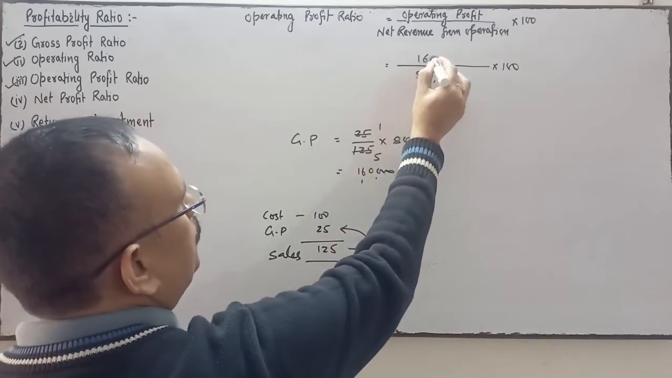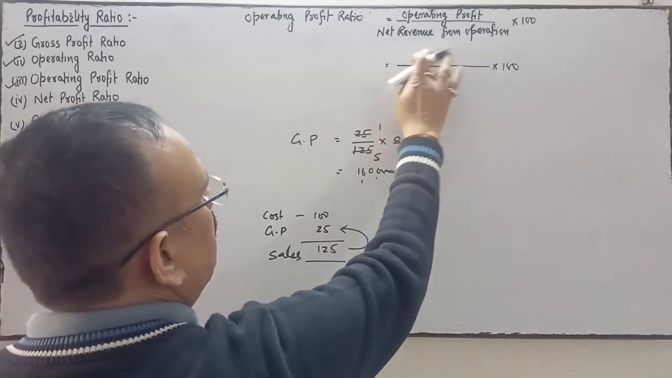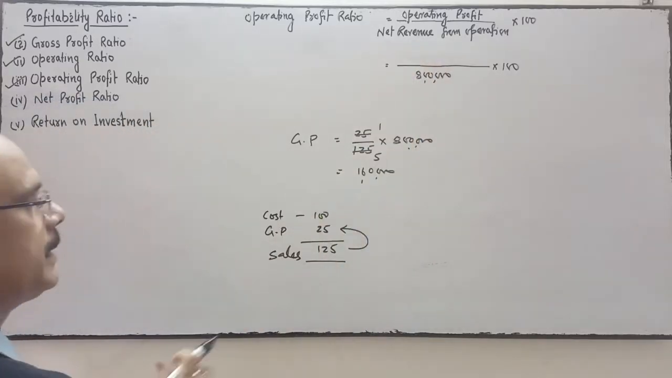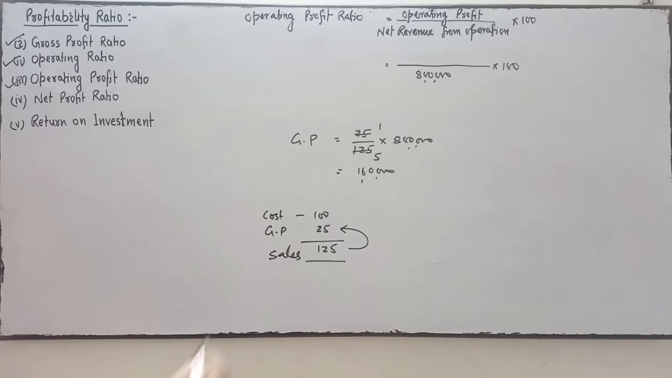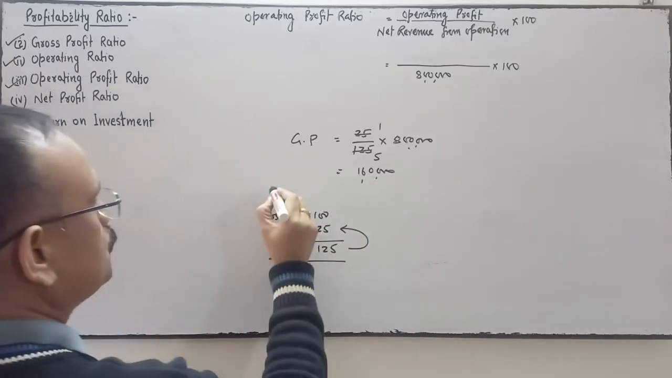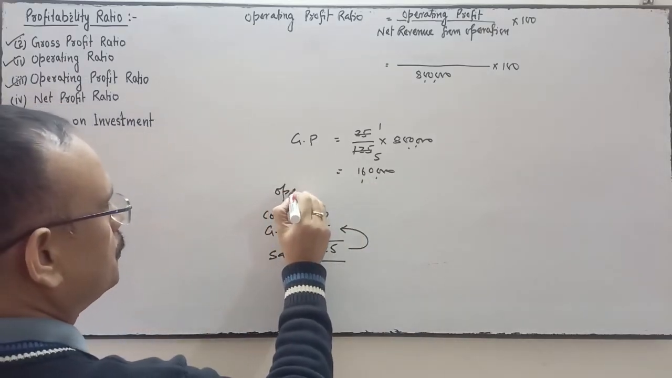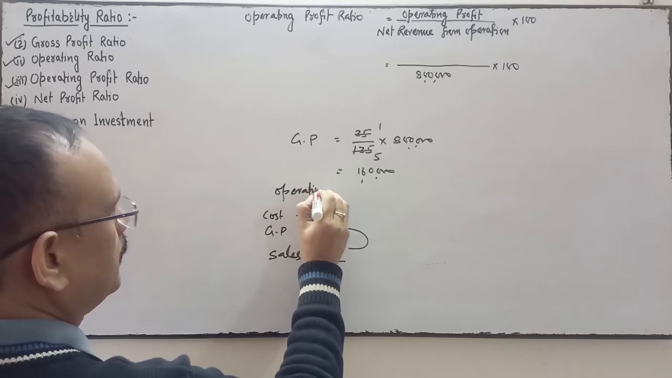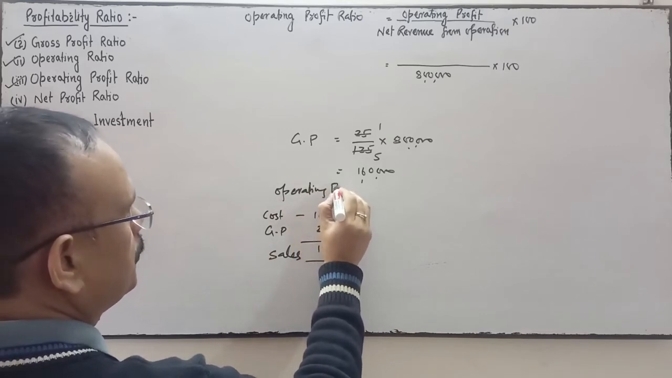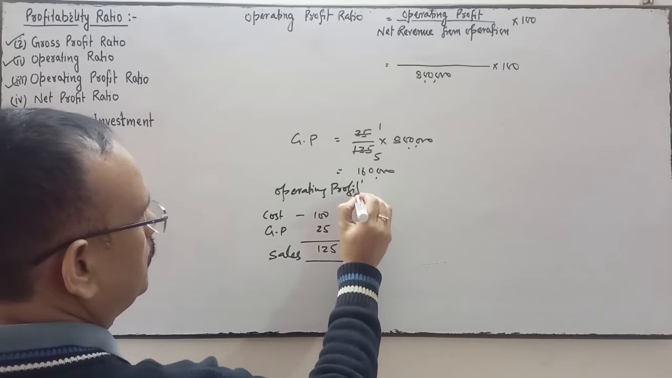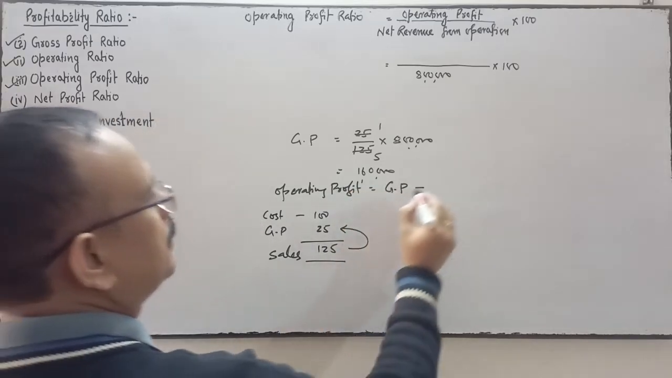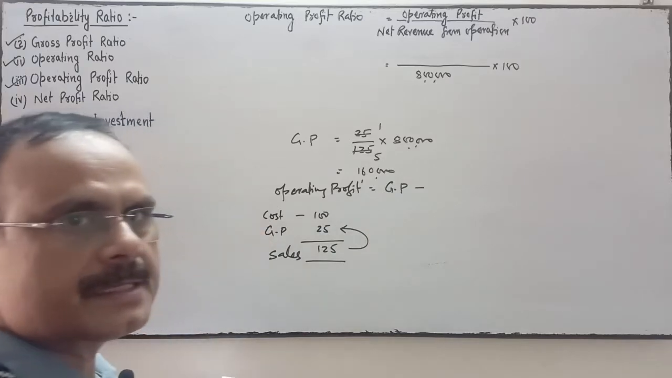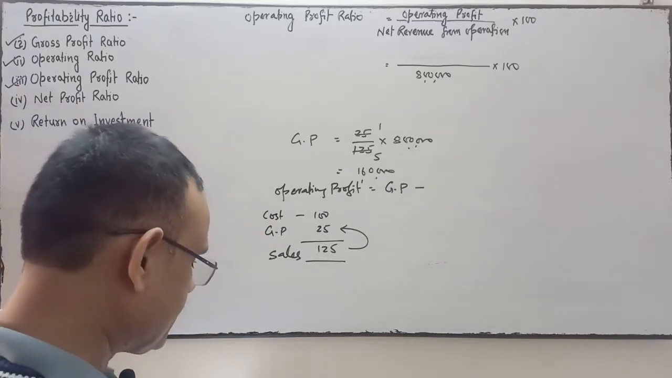So write the GP over here, GP is 1,60,000. Now we'll find out the operating ratio. So GP is 1,60,000. So operating profit is equal to gross profit minus operating expenses.